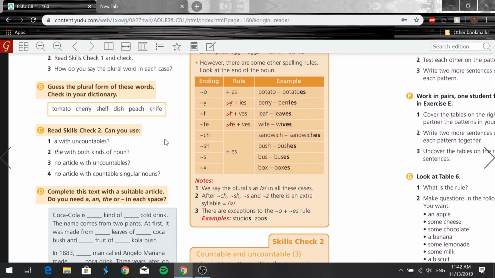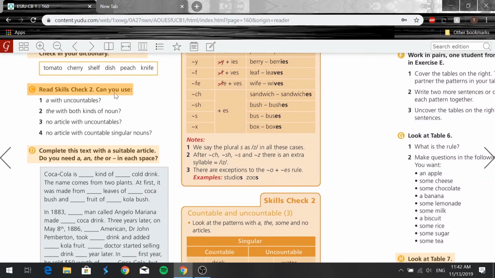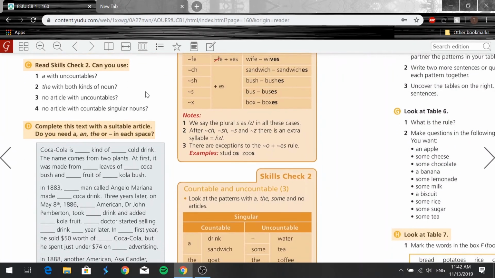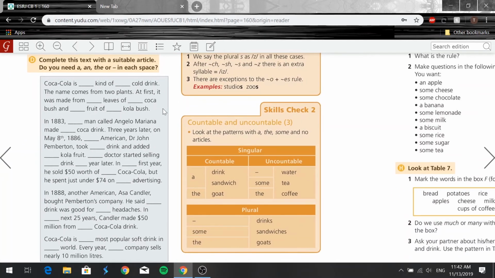Here we have exercise C. Read skills check 2. So these are some questions. So let's read skills check 2 before we go there. So we have, again, countable and uncountable nouns. Look at the patterns with a, the, some, and no article at all. Okay? So we could use a and the with singular countable nouns. For example, the word drink, sandwich, goat, etc. Right? But for uncountable singular nouns, we can't use the word a, not the letter A, right? We could use some and the, but we cannot use a, okay?